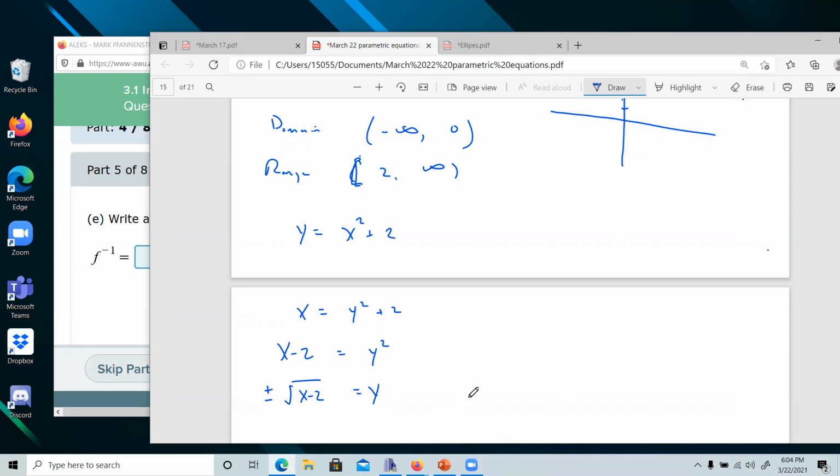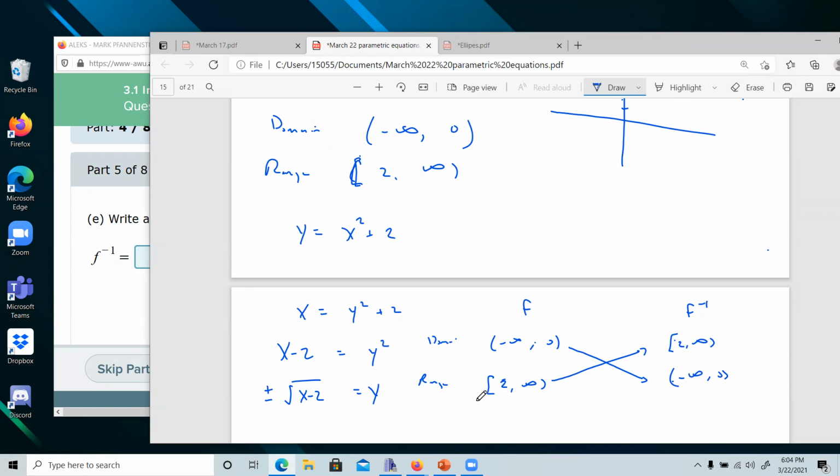Which one do we pick? Well, here's my f, and here's f inverse. The domain is negative infinity up to 0. That's going to be the range of our inverse. The range of f, which was 2 to infinity, is going to be the domain of f inverse. So the domain swaps, the range swaps.